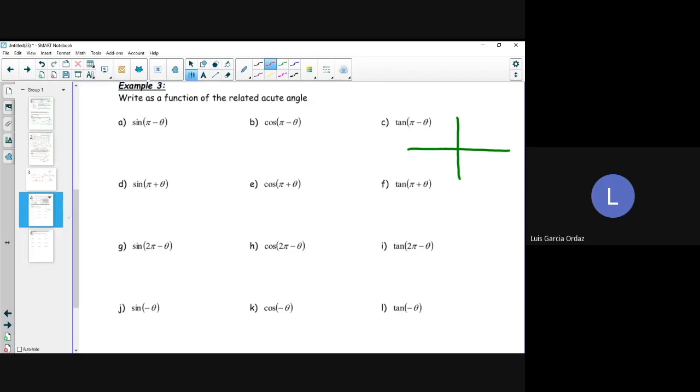So the first one we have is sine of pi minus x. So we have pi minus x. Where does our terminal arm land? Second, this is second quadrant? Yep. So this is pi minus x, and this is x. What? I don't get that. Well, theta is just x. So theta is x. You can write theta or x if you want.